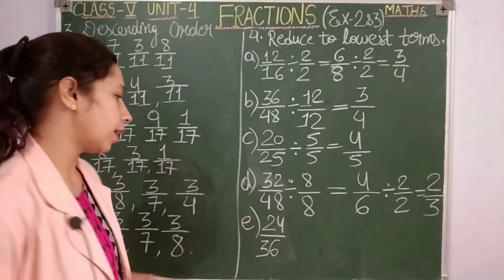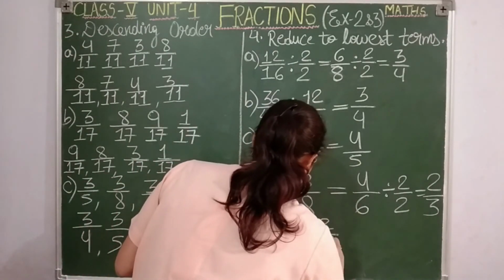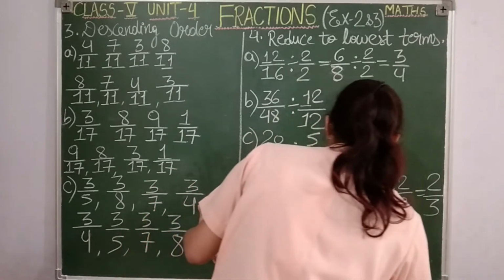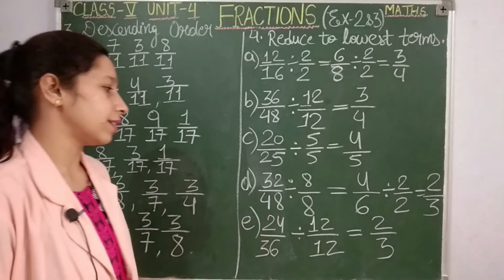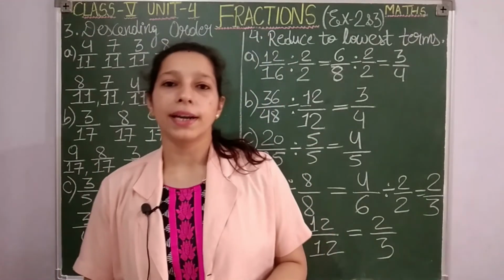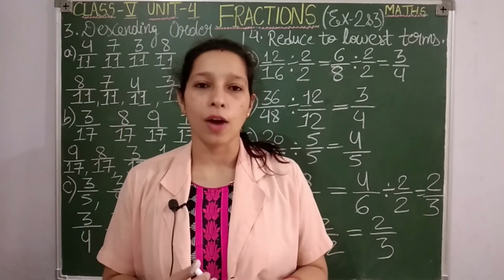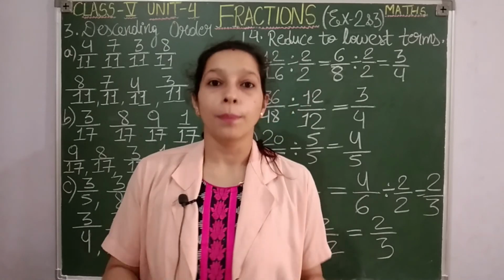Okay, 24 and 36 can be directly divided by 12. So students, 12 twos are 24, 12 threes are 36. Clear? So with this we have completed exercises 2 and 3, students. I hope each and every topic, each and every question is clear to you, and practice the rest of the questions.